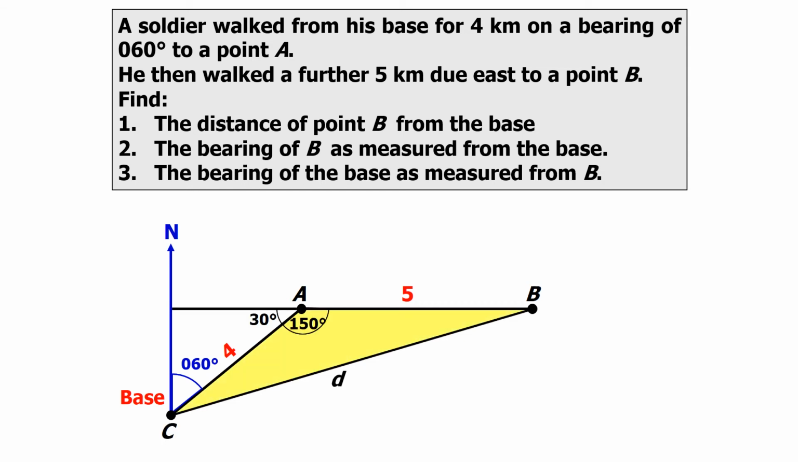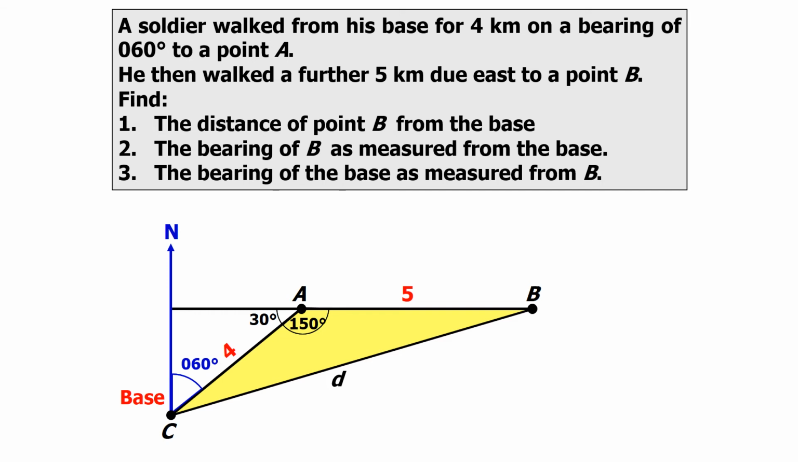So let us start this question by identifying our base. From our base, we are going to set up our north line, and we are going to travel for a distance of 4 kilometers on a bearing of 60 degrees. So once we have set up our north line, we're going to use our protractor to measure a bearing of 60 degrees and extend the arm of that angle to represent 4 kilometers. And then we stop. The point at which we stop, we label that point A.